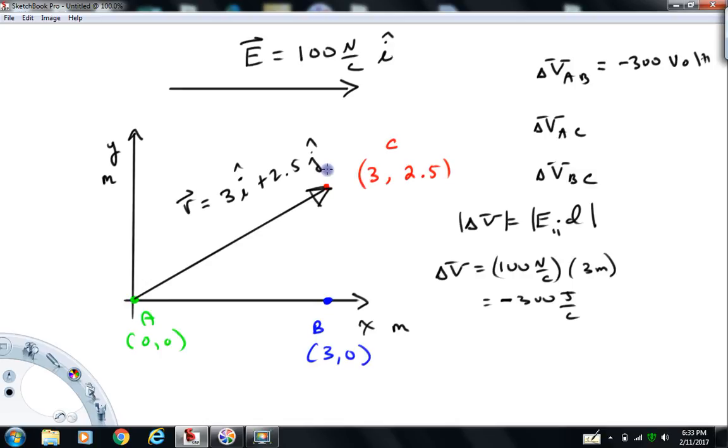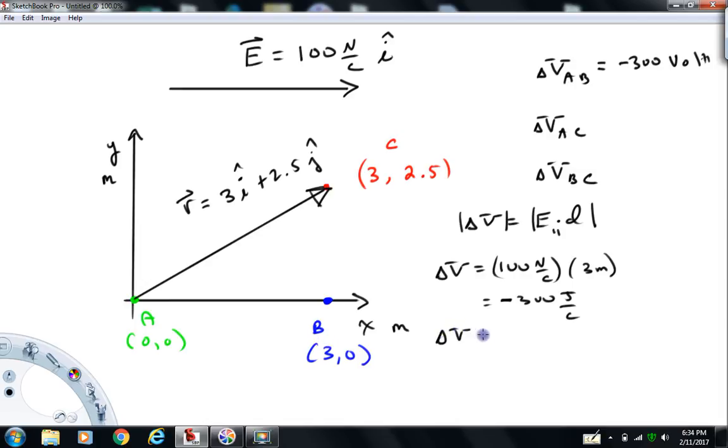Now, when you're calculating potential difference, again, the electric field and the distance have to be parallel. The electric field vector points to the right, so the only distance that matters here is the 3 meters. The vertical distance, the 2.5, doesn't matter at all. In fact, remember, obviously my video is about equipotentials. Because the electric field is to the right, this vertical line is actually an equipotential. So when we calculate the potential difference between A and C, still only the 3 meters is the distance that matters.